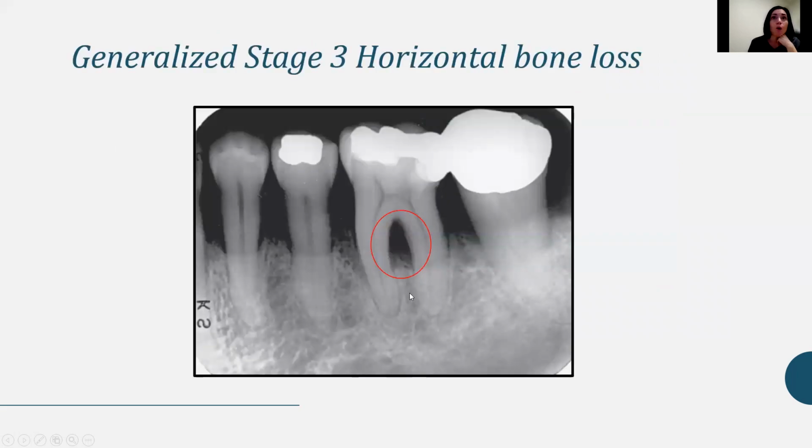Here we have horizontal bone loss. It's pretty much straight across in most all these areas. This is all horizontal bone loss. This might look a little vertical, but sometimes there's still some bone back there. You can kind of see a little fuzzy, and then some stage 3 furcation involvement.